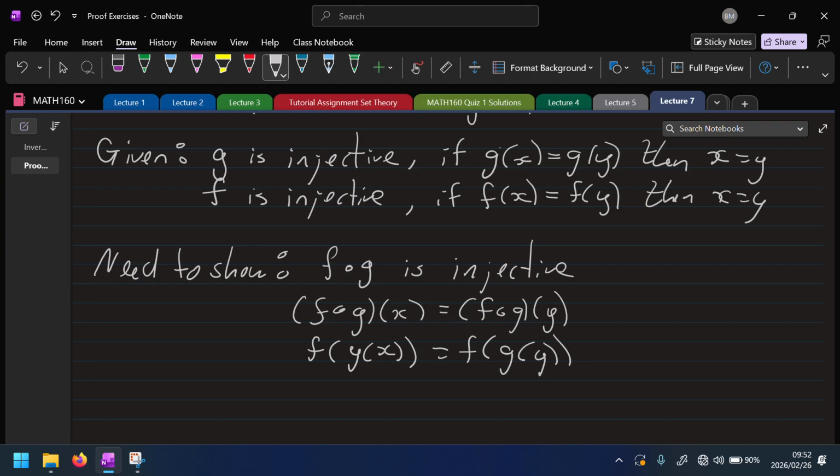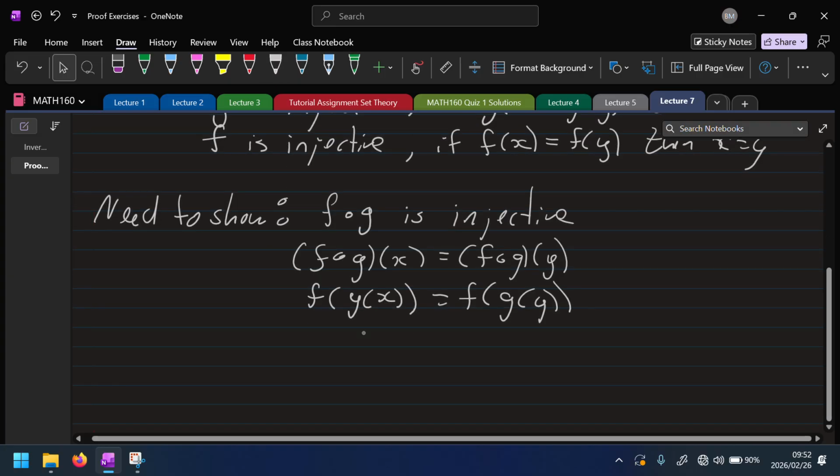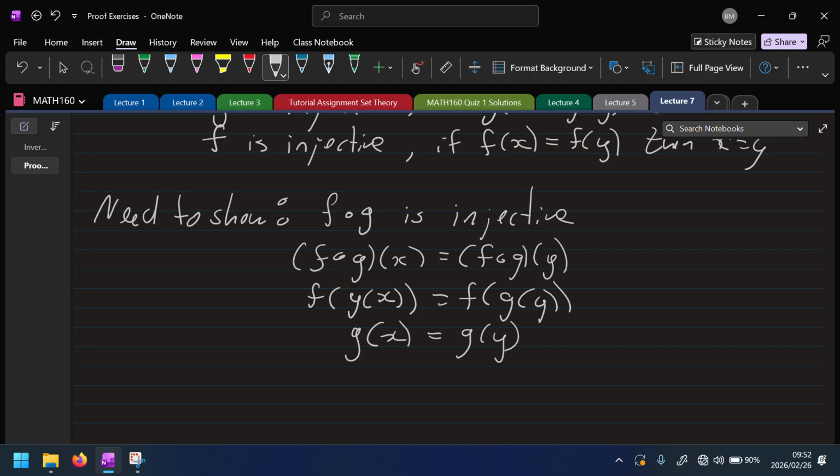Now it's going to be up to one of you. I'll give you the hint. You tell me where it goes to. F is injective. We know that. So F and F here, we know is injective. So from this line, what's the next line going to be? G of X equals G of Y. Exactly. You all got it. Very nice. G of X equals G of Y. I thought it would be a little bit longer than that, but well done.